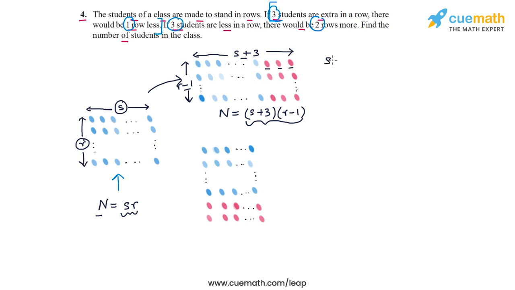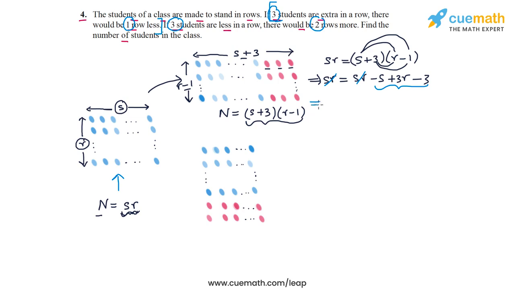Equating this expression with the original will give us our first equation in S and R. So SR should be equal to S plus 3 times R minus 1. Let's expand it. SR is equal to SR, then S times minus 1, so that's minus S, then 3 times R, so that's 3R, and then 3 times minus 1, which is minus 3. The SR terms cancel out and we are left with a linear equation in S and R: minus S plus 3R minus 3 is equal to 0. Let's call this equation 1.